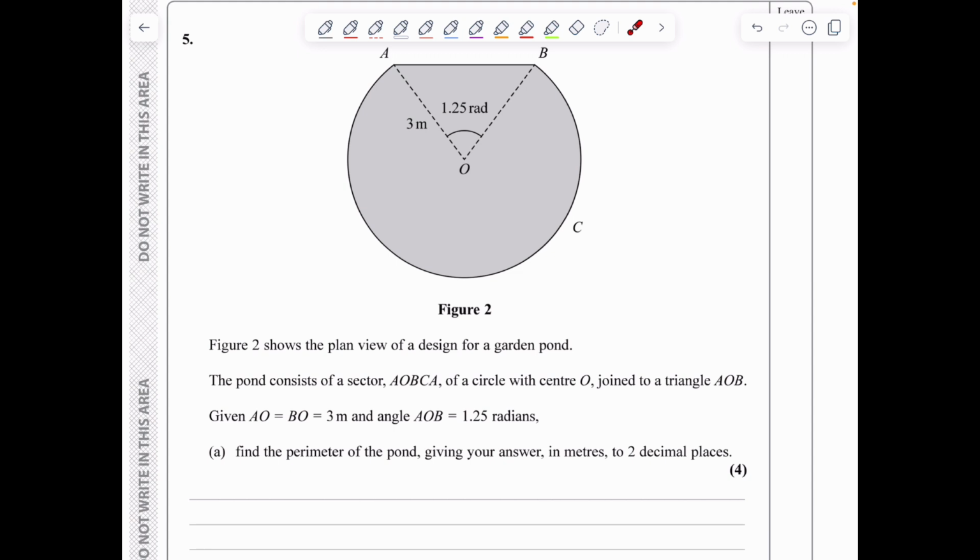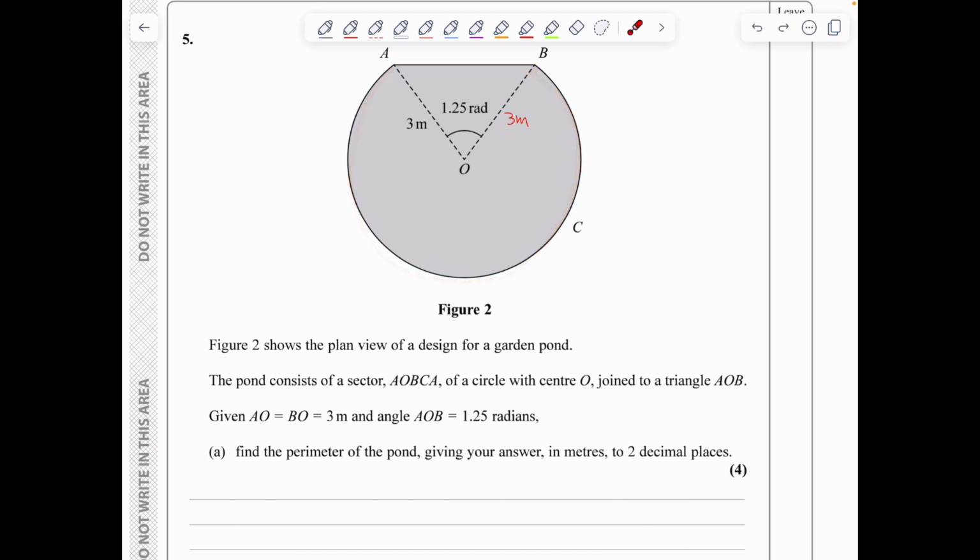In question 5, we've got the plan view of a design for a garden pond, and we need to find the perimeter, giving our answer in meters to 2 decimal places. We know that the radius is 3 meters, so this is 3 meters, which also means that this is 3 meters. And to find the perimeter, I'll need to find the AB part here and also the length of the major arc shown here.